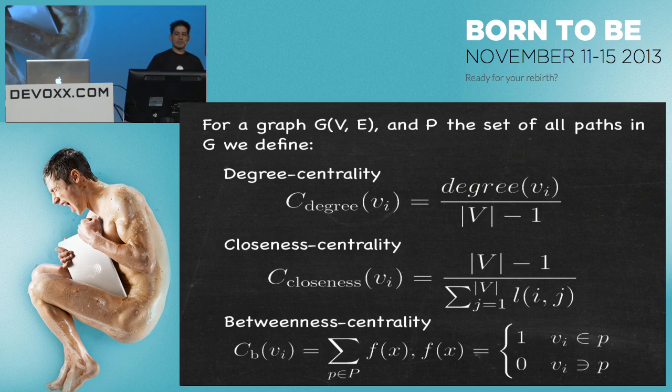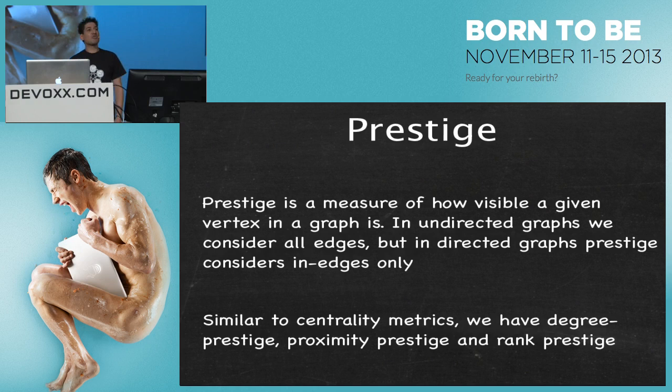Closeness basically extends that one step further, so instead of just your direct neighbors, it's their neighbors and their neighbors, and depending on how far away, depends on how much they weigh in on the closeness centrality. And then betweenness is basically, given some vertex in the graph, count how many paths it's on, out of how many paths possible through the graph. The idea being that the most important things will be on the most paths.